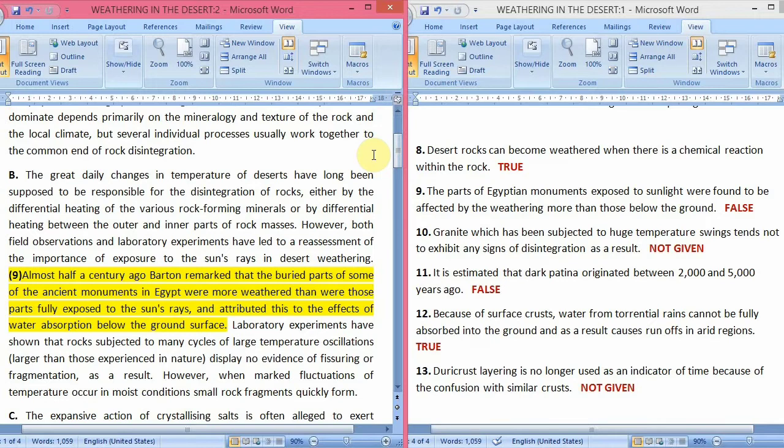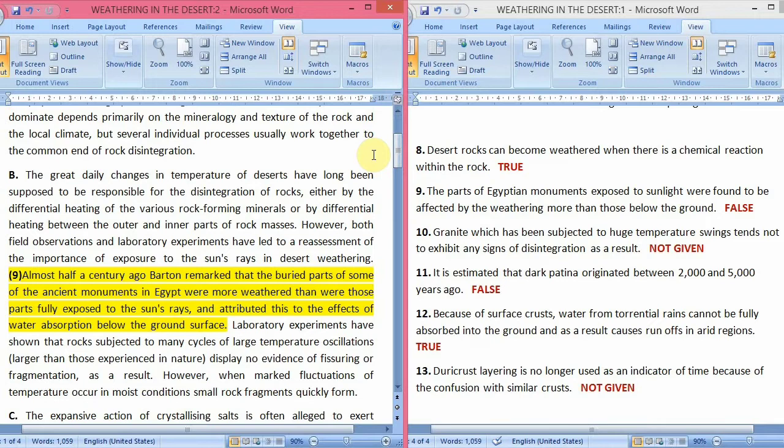Proceeding towards the 10th question, granite, which has been subjected to huge temperature swings, tends not to exhibit any signs of disintegration as a result. There is not a single mention of granite in the whole passage. So definitely the answer is going to be not given. It has not been mentioned that whenever there are large temperature changes, it does not exhibit any signs of disintegration. It has not been mentioned in the whole passage, so the answer is not given.